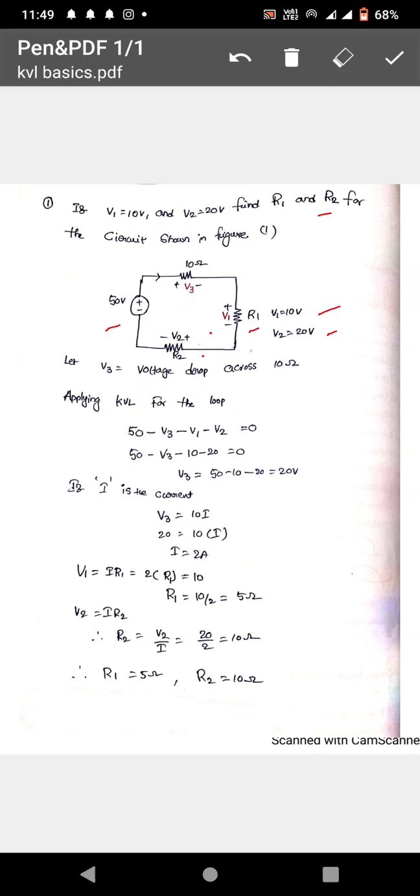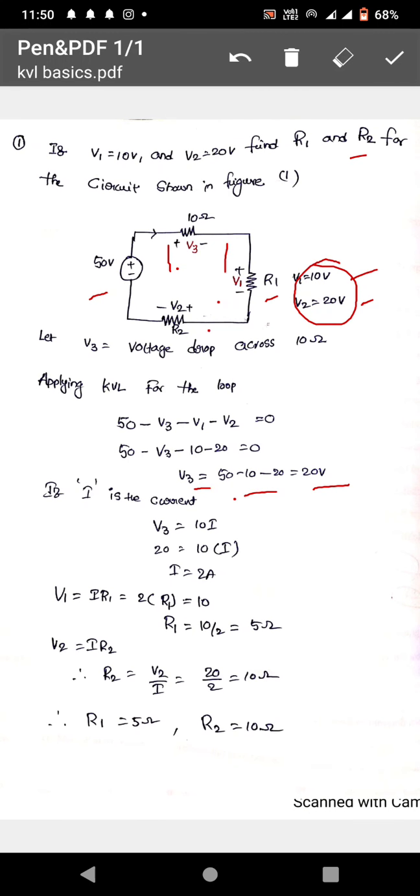50 minus V1 minus V2 minus V3 equal to 0. Now substitute the values of V1 and V2, which are given as 10 volts and 20 volts. From that, V3 equal to 50 minus 10 minus 20, which is 50 minus 30 equal to 20 volts. If I is the current flowing in the clockwise direction, what is the voltage drop V3 across the 10 ohm resistance?